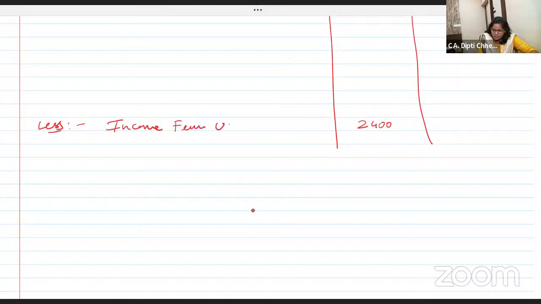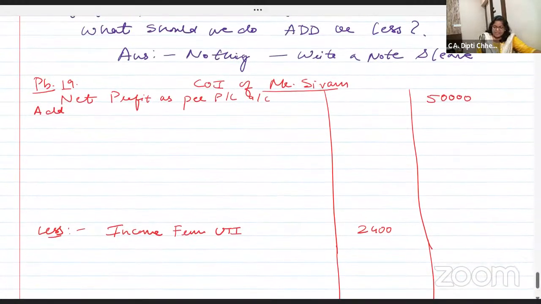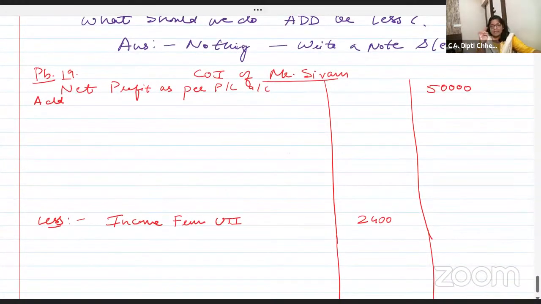Income from UTI, less. Then other business income, closing stock, ठीक है. आ जाओ debit side, opening stock, purchases, GP, ठीक है. Salaries, rent, interest on loan, depreciation. Depreciation as per books they have debited in the P&L account, it's not allowed.